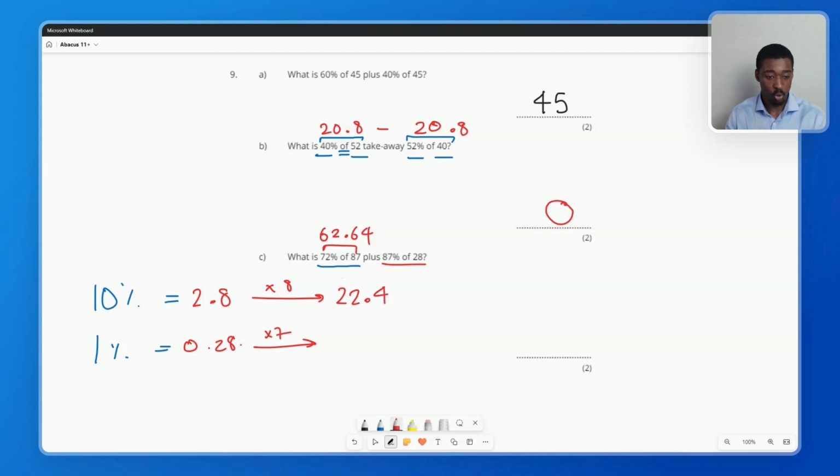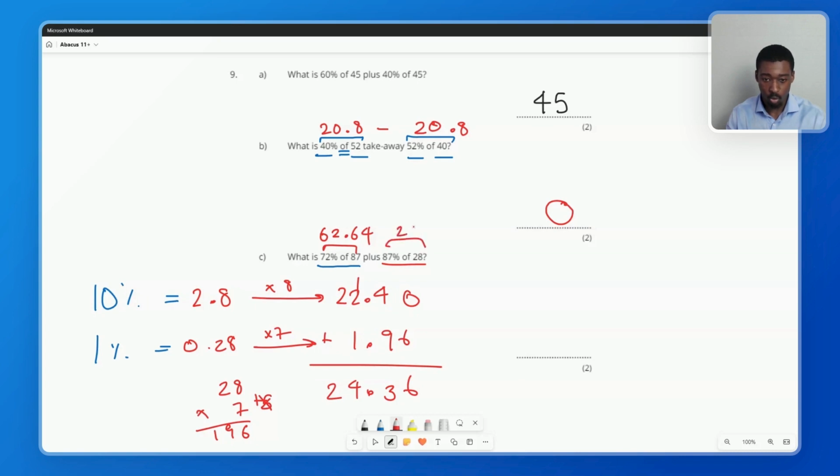And then we have 0.28 times 7. Let's do it manually. 7 times 8, 56. 2 times 7, 14, plus the 5, 19. So 1.96. Add it all together. Let's align this a bit better. So we have 22.4 plus 1.96. Add these: 6, 13, carry the 1, 3, 4, 2, 24.36.